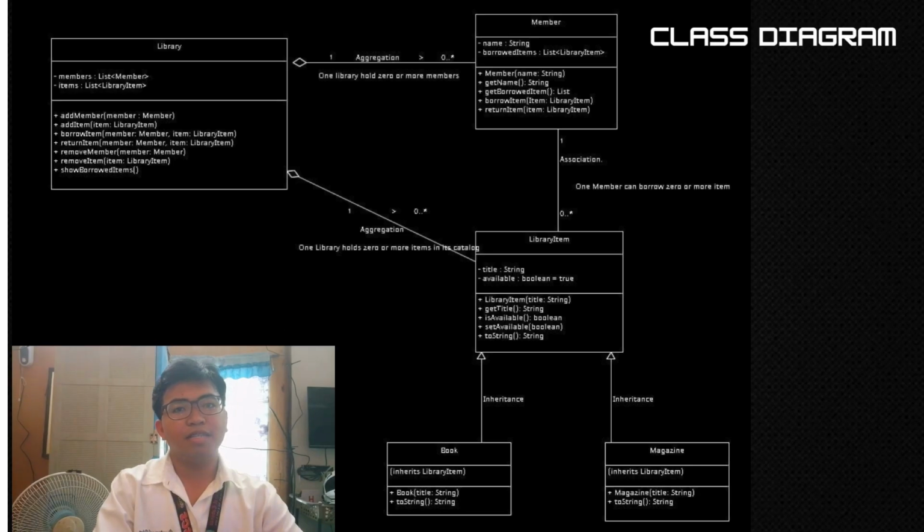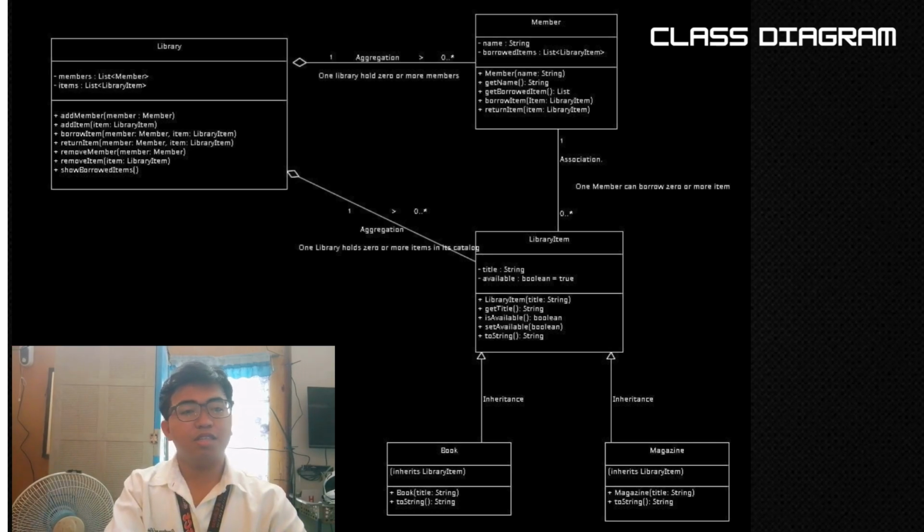The library class. What's the library class? It manages all the library items. It stores the list of members and the library items, book or magazine. It allows adding or removing items or members and lets members borrow or return items. The library has an aggregation relationship with the members and library items, meaning it contains them but they can exist independently. Then the second class is the member class.